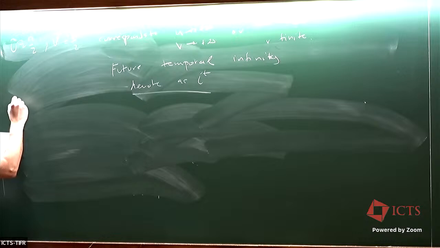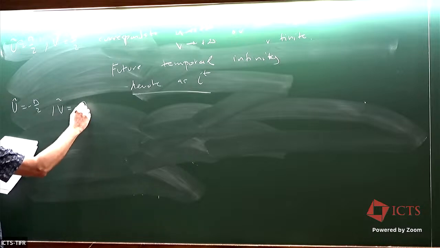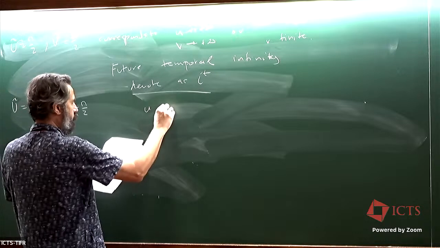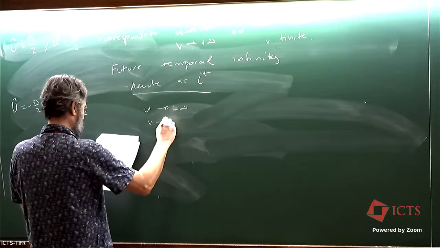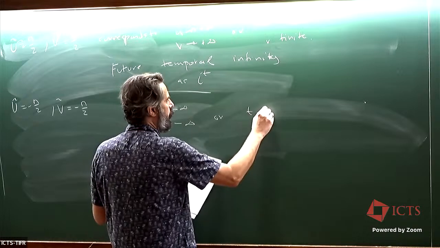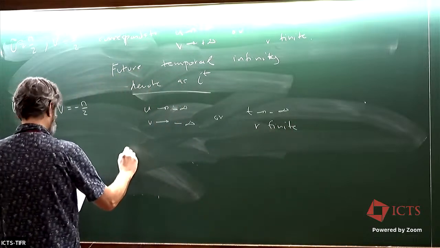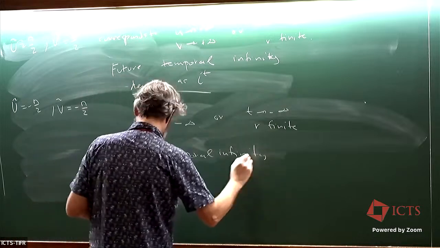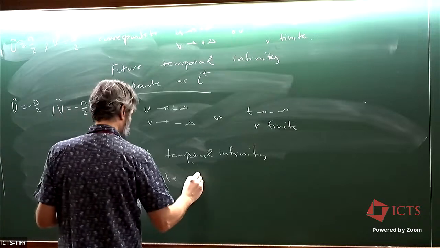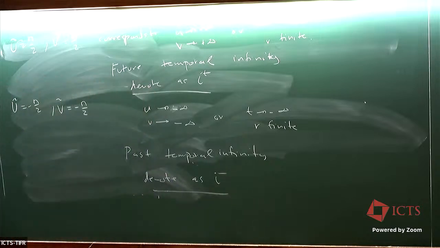I then have u twiddle minus pi halves, v twiddle minus pi halves, right? This is u minus infinity, v minus infinity, or t minus infinity, with r finite. And this is, of course, the past temporal infinity. I will denote this as I minus, and it's sitting here.